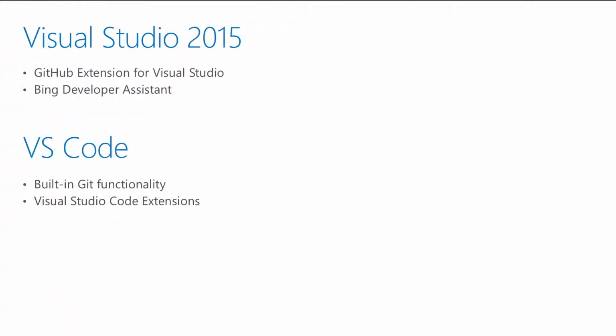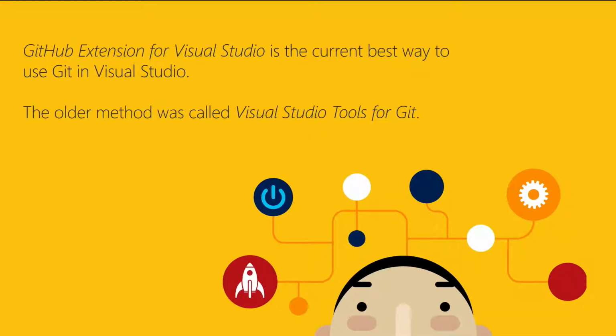Yep, absolutely. And there's Git functionality in both of those, so we'll look at both. Cool. All right. The first one is Visual Studio. I call it Visual Studio proper, as opposed to Code. In Visual Studio, say 2015 Community Edition, there's all the editions really, there's an extension called the GitHub extension for Visual Studio. Okay.